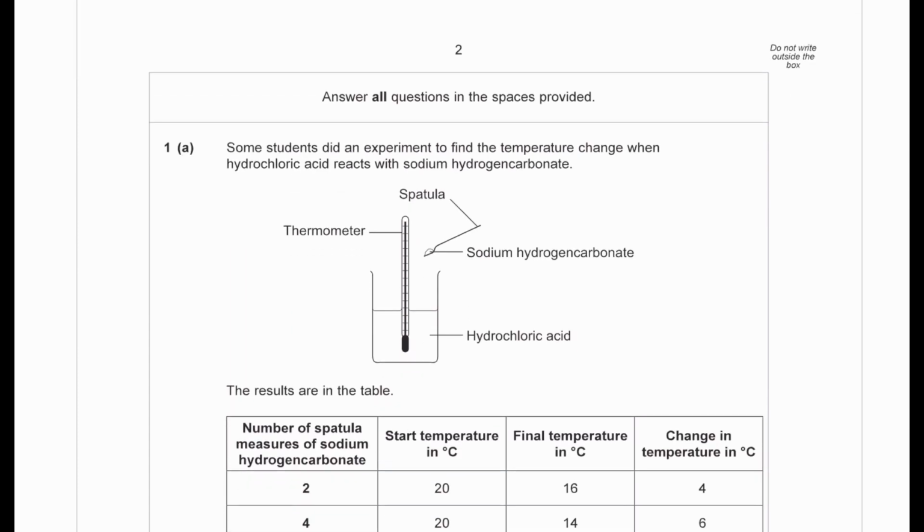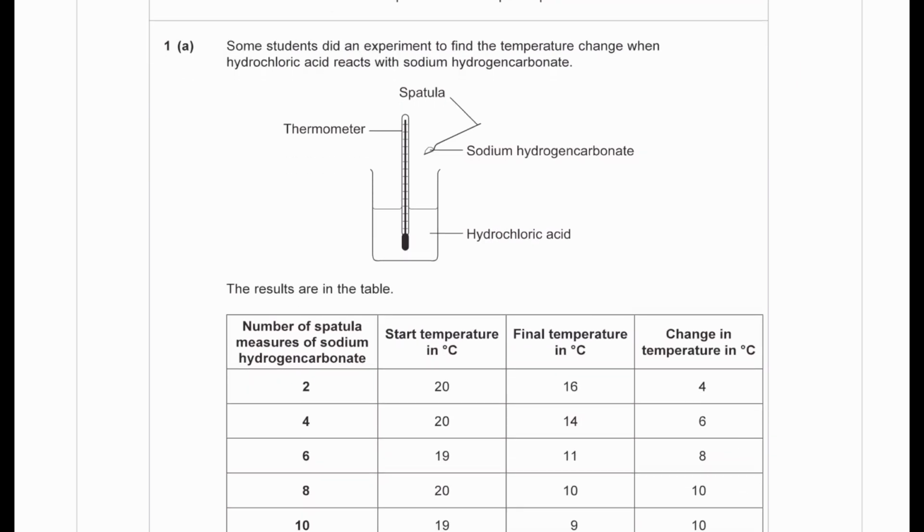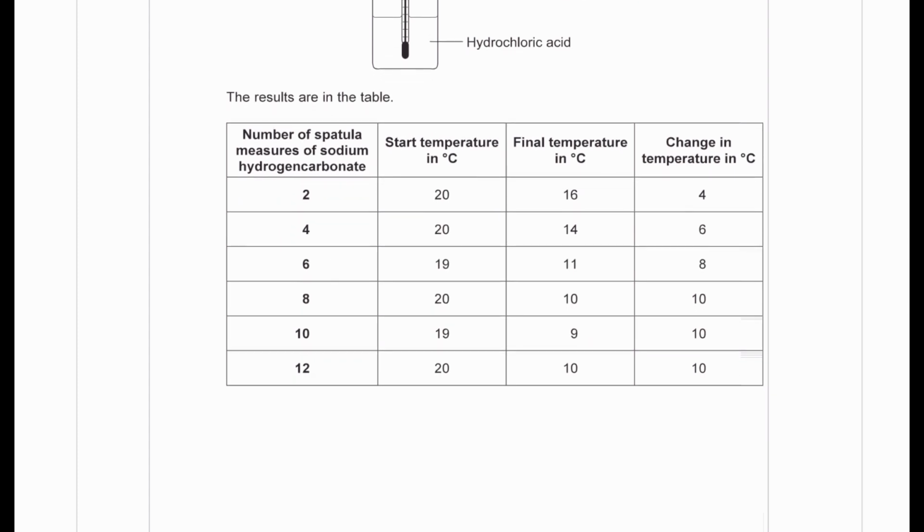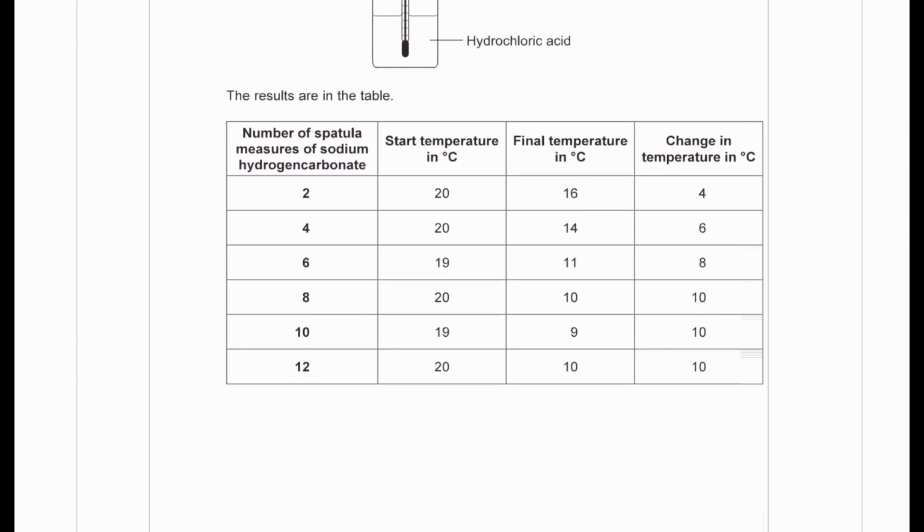Alright, so question 1 says that some students did an experiment to find the temperature change when hydrochloric acid reacts with sodium hydrogen carbonate. Alright, and so you've got this thermometer, you've got the spatula, and you're putting the sodium hydrogen carbonate into hydrochloric acid. Right, and we've got the results here in the table. So the number of spatula measures of the sodium hydrogen carbonate, and that's down the side. And you've got your starting and your final temperature and your temperature change in the final column.